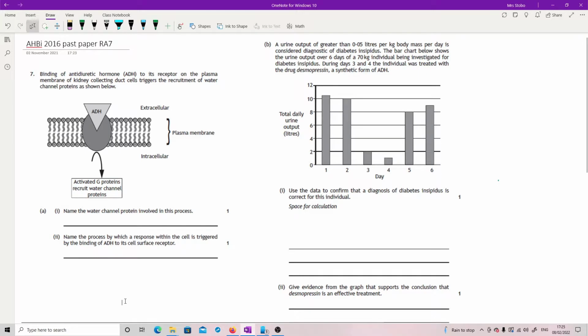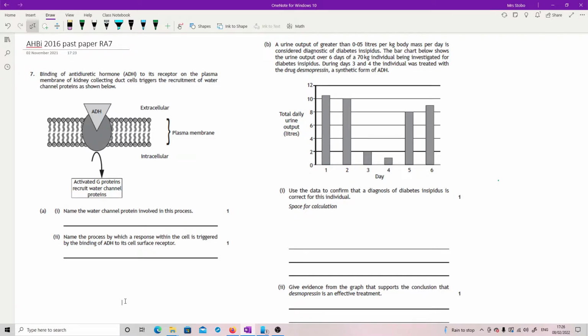Okay, question 7. Now, this is actually no longer in the course content in terms of it's about diabetes insipidus, but the majority of this question is problem solving, so I'm just going to run through it anyway. Okay, the binding of antidiuretic hormone to its receptor on the plasma membrane of kidney collecting duct cells triggers the recruitment of water channel proteins as shown below. So this is exactly the same idea as recruitment of your GLUT4 when you've got insulin.